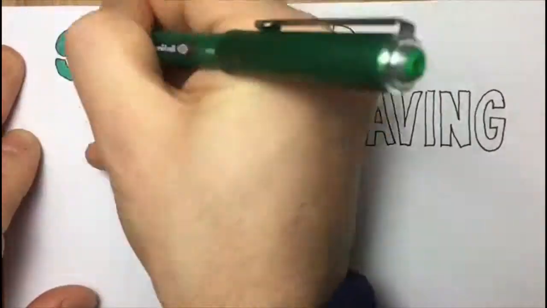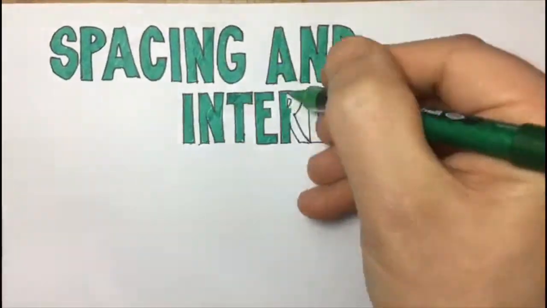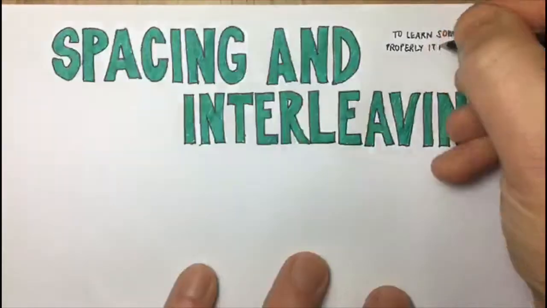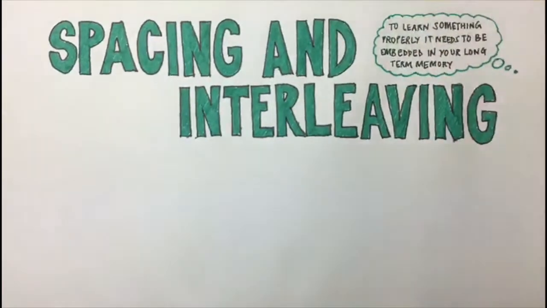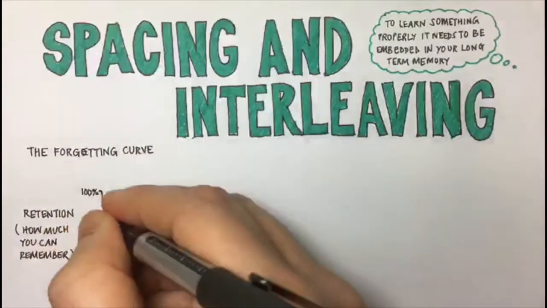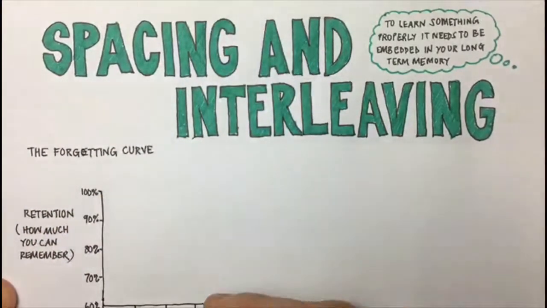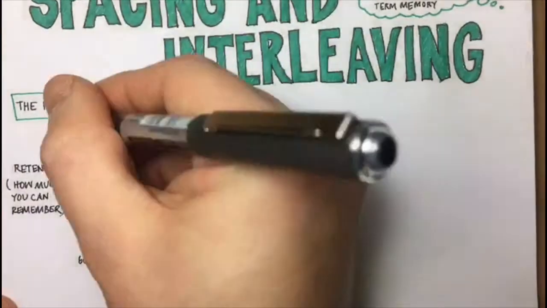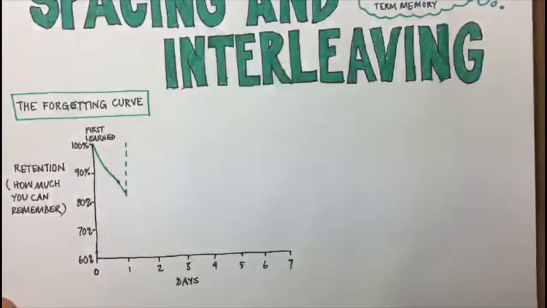To learn something properly, it needs to be embedded in your long-term memory. In order to remember something, you have to think about it. Over time, you forget the things that you've thought about. The forgetting curve shows this, and also shows how you can revisit a topic to remind yourself of it.